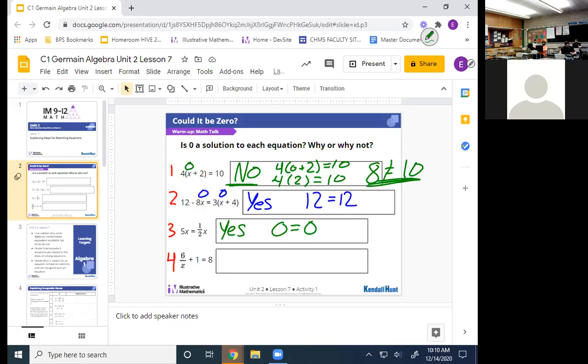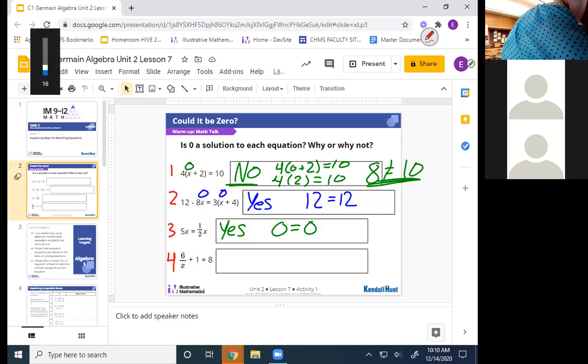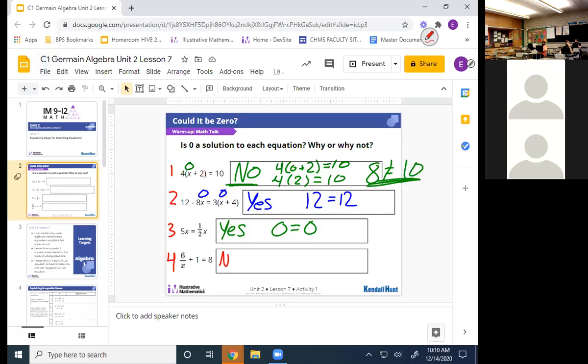And then if we look at this last one, Gabe, can I have you unmute and tell me what you got for an answer for 4? What do we think, Gabe? For 4, I got it wasn't a solution because when you input 0 for x, 6 divided by 0 plus 1 isn't equal to 8. Good. So then it would be like 1 is equal to 8. But the real reason behind this is, yes, 1 does not equal 8.